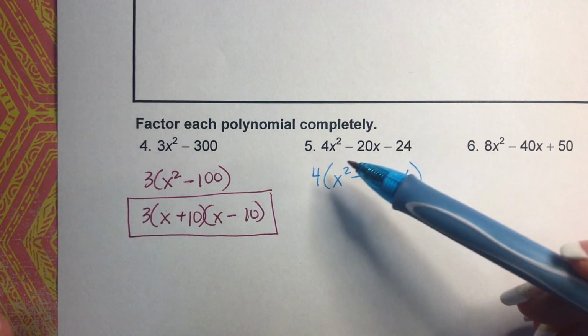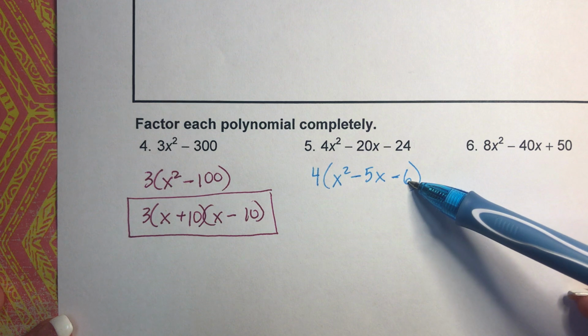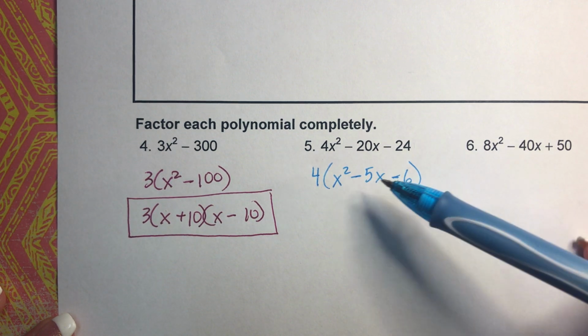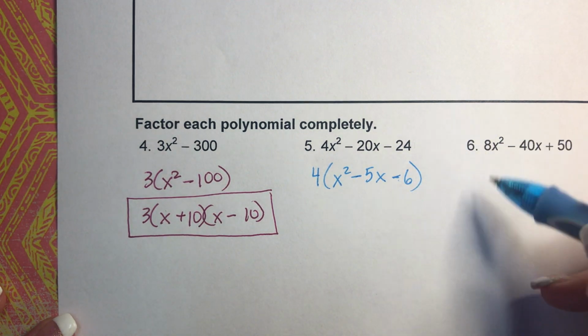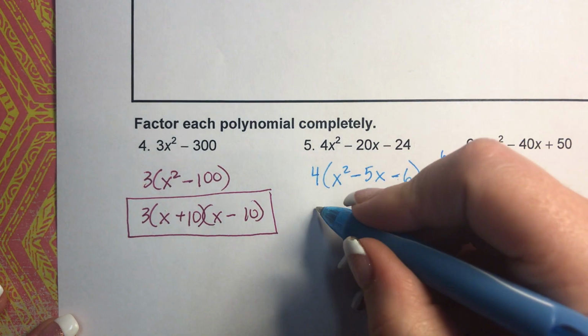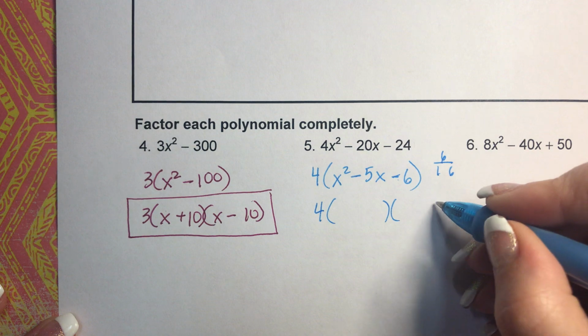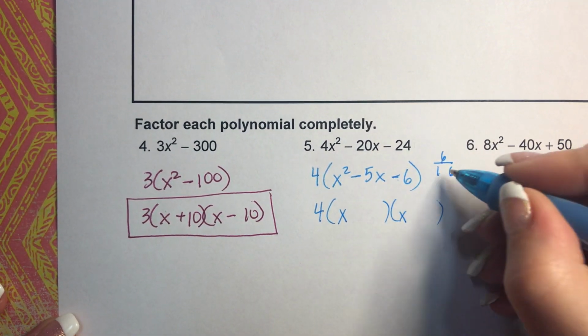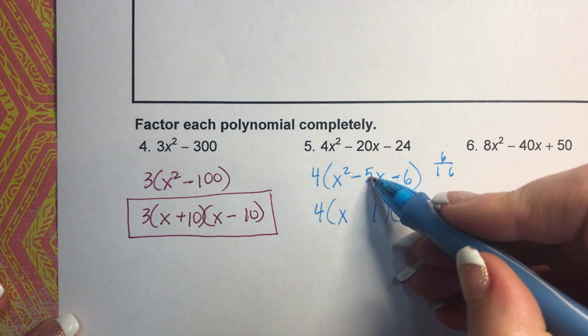Okay, so then, since this is a 1, we're just looking at the factors of 6 that have a difference of 5. And for 6, it would be 1 and 6. That is a difference of 5, so that's going to be it. So we go x and x, we go 1 and 6, and we need a negative 5.